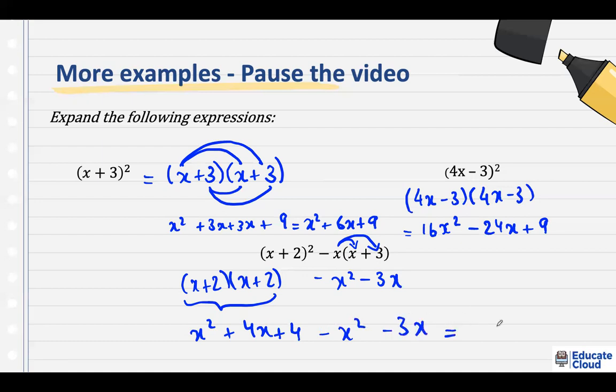So what you would get is x squared minus x squared is 0. 4x minus 3x is just x. And then just this plus 4. Okay, remember this sign. So I like to think of it as boxes. So 4x minus 3x, x squared minus x squared, and then you just have the plus 4. So your answer is literally just x plus 4.